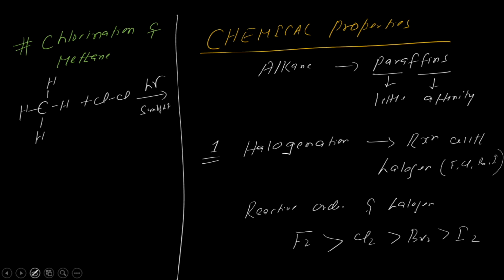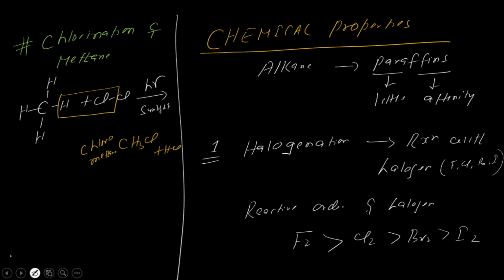So what will happen over here? One HCl will come out, and it will form CH3Cl plus HCl, and this is known as chloromethane. This first product is chloromethane.